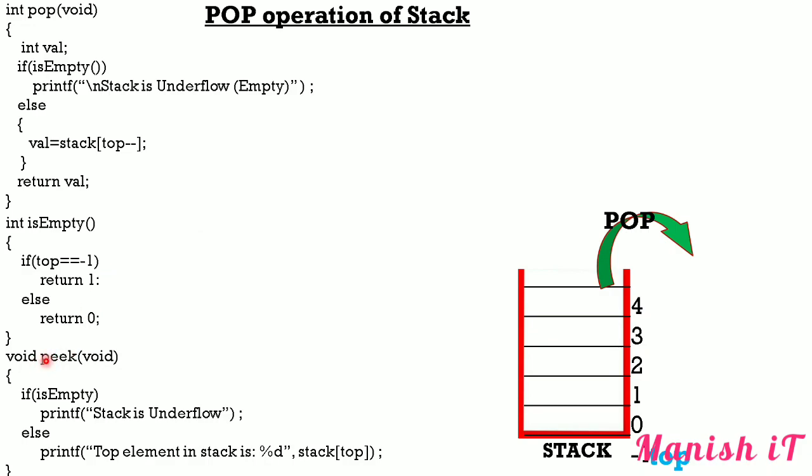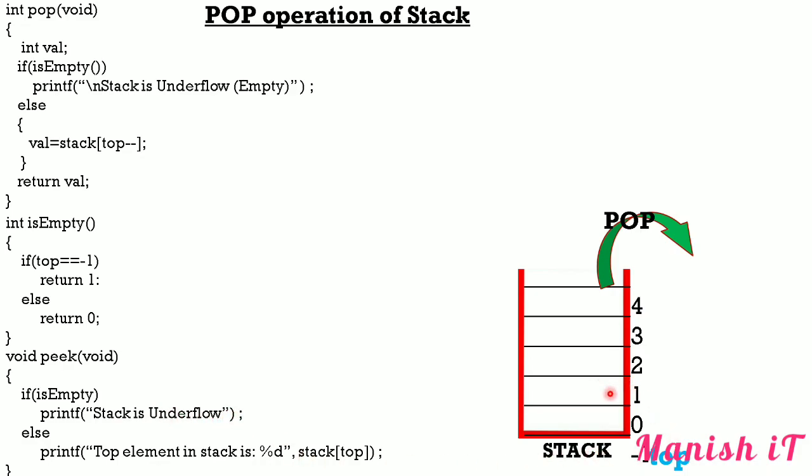See, another function is void peek, because void means it returns no value. Peek, as I already told you, is the topmost element of the stack. See this peek here: in this case top is pointed to -1, and at the -1 location there is no element. So it satisfies the empty condition, and it simply prints stack is underflow.